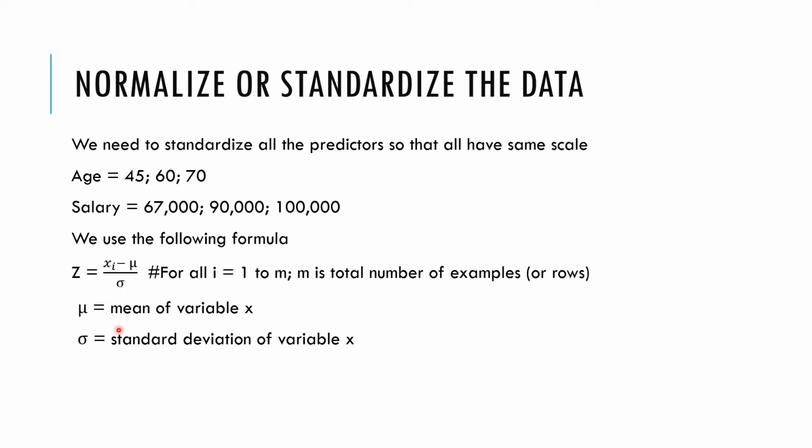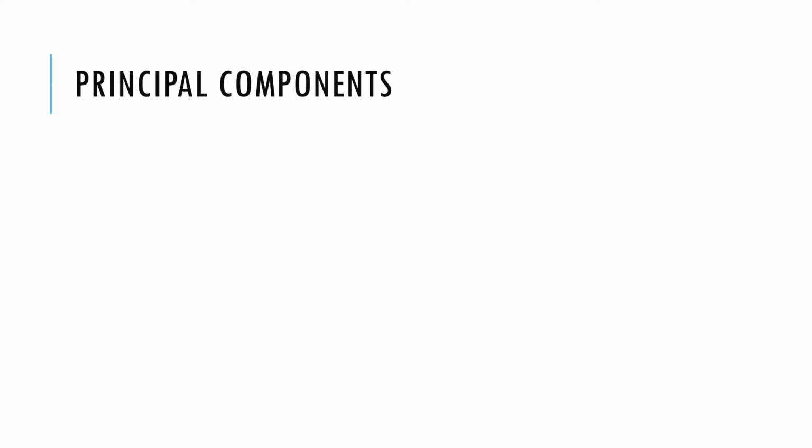This gives us the standard value, so all the variables will have the same scale. This simplifies our task, and that way our model performs well, even principal component performs well. That's what it is. So let's try to understand what is principal component.